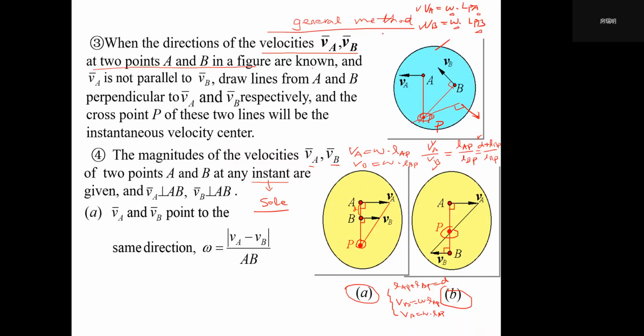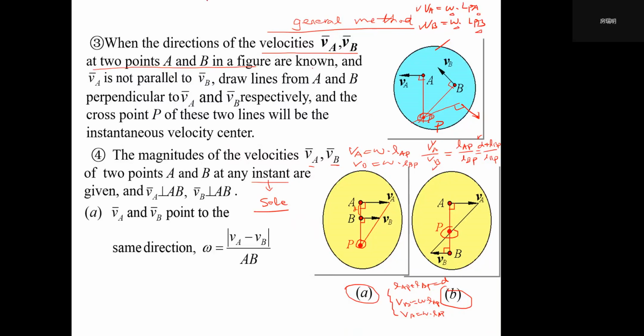But there one condition is we only have one instantaneous velocity center. So we just need to draw two auxiliary lines. So first we draw a line which is perpendicular to VA, right? Then we draw another line which is perpendicular to VB. So you guys can think about that. These two lines will intersect at some position. Actually, this intersect point is the instantaneous velocity center we are looking for, right?